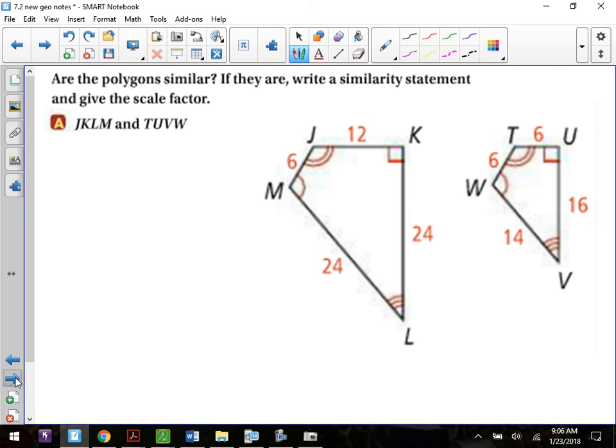What's that? How did you write up your letters? U and M.